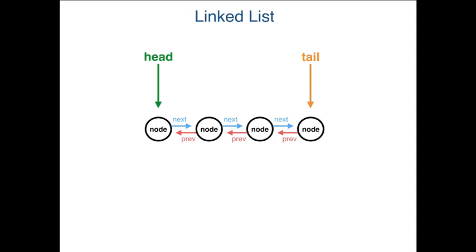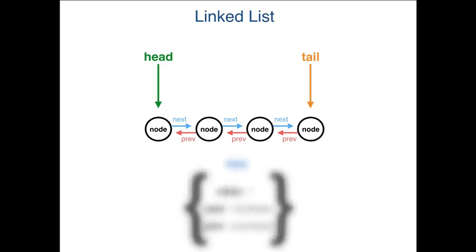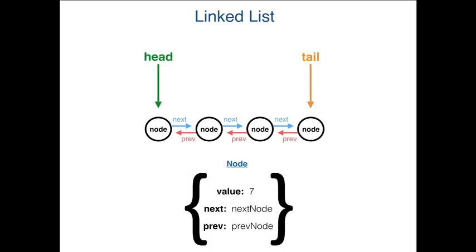All of the nodes that we will be creating are going to be represented as JavaScript objects. And here's an example node that we might have. As you can tell, it has three properties on it. It has a value property, which is basically the data that it holds. It has a next property, which references the next node in the linked list. And it has a previous property that references the node previous to this one in the linked list.